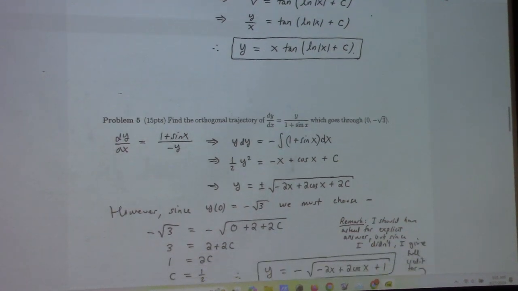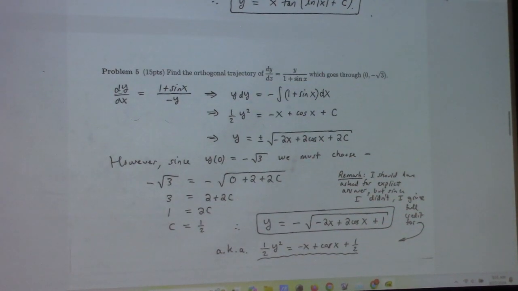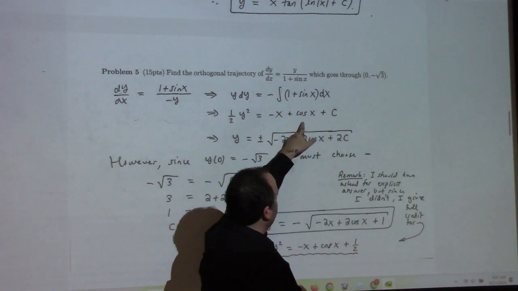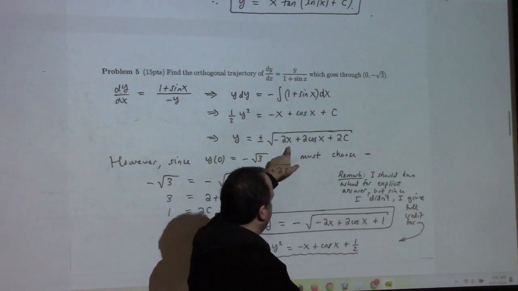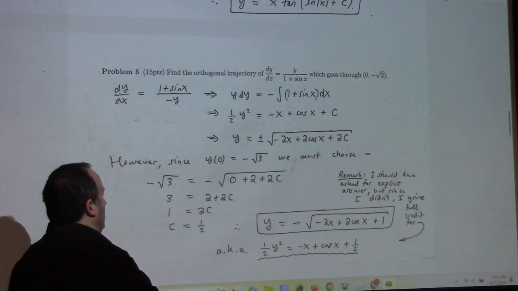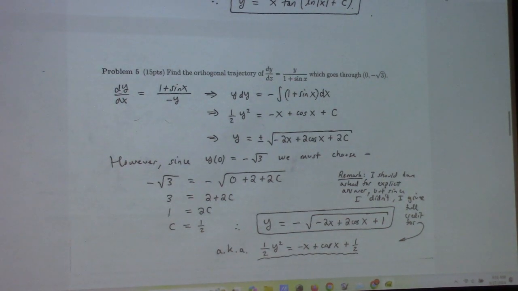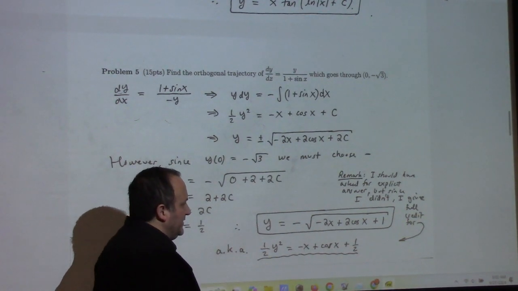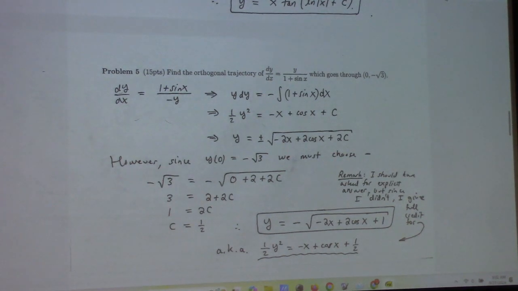All right, so the next one here, problem 5. We're supposed to find the orthogonal trajectories. So I flip it and put a minus, integrate both sides, 1/2 y squared equals minus x plus a constant. Solve for y, I get that. I really should have asked you to find the explicit solution, but I failed in that. So I had to allow either this or that as legitimate solutions. Either one would work.